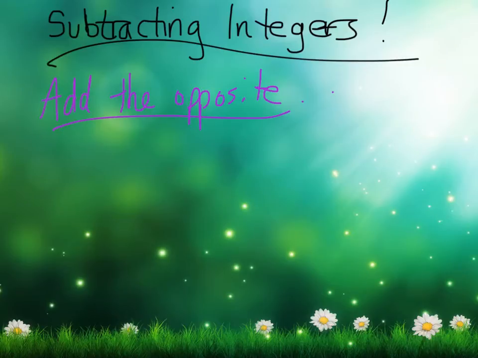So I'm just going to zoom in here, and let's start looking at some examples. So let's say you need to subtract 3 minus negative 4. Okay, so the rule says to add the opposite. What that means is instead of subtract, we're going to add. And the opposite of negative 4 is positive 4. So we're adding the opposite. 3 minus negative 4 is actually the same thing as 3 plus 4. And that, of course, gets us an answer of 7.